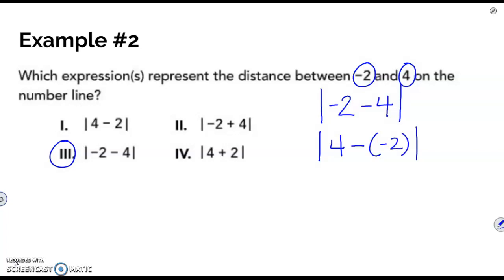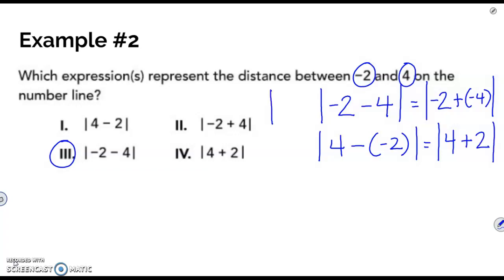Keep in mind, when we're subtracting integers, we have to rewrite as an addition problem. So the absolute value of -2 minus 4 would be -2 plus -4 in absolute value symbol. And the second one, 4 minus negative 2 would be the absolute value of 4 plus positive 2. As you can see, the first one is the absolute value of negative 6, which is 6. And the next one is the absolute value of 6, which is 6. Order does not matter when dealing with absolute value.